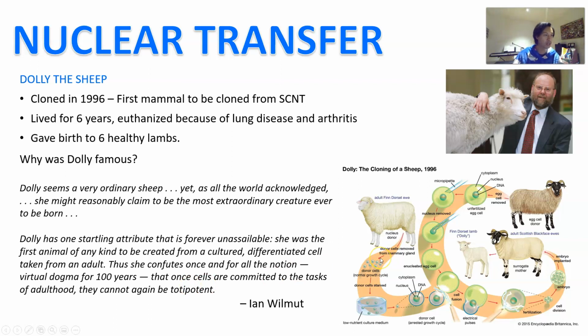So Dolly was done via that same method. You had the egg cell donated from a Scottish Blackface ewe, whereas the nucleus was donated from an adult Finn Dorset ewe, which are both female, by the way. And then what you got was the final product of the somatic cell nuclear transfer being placed in a surrogate mother, producing Dolly, which is a Finn Dorset lamb, right? Completely different from both adults. Okay. So a pretty remarkable story of how cloning can come about.